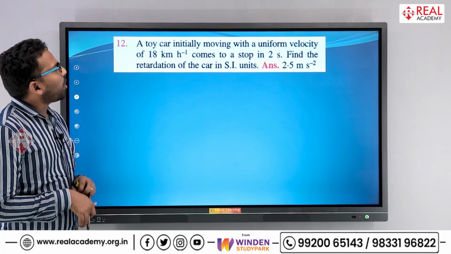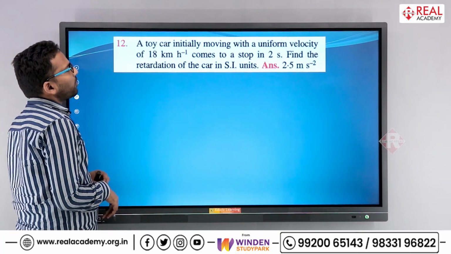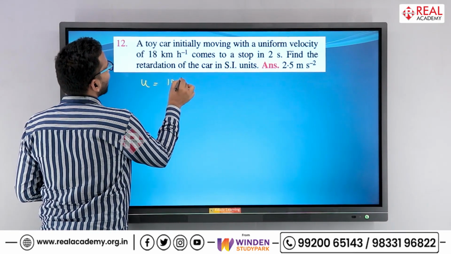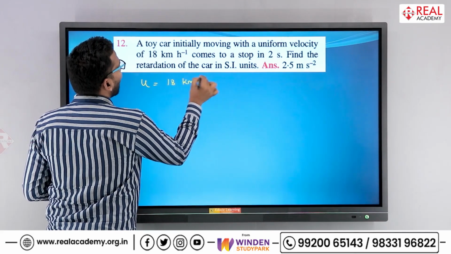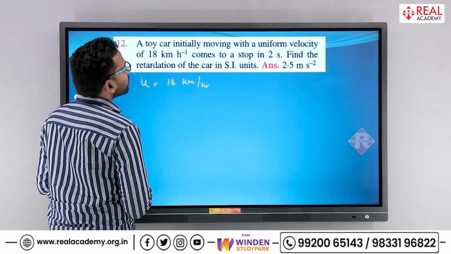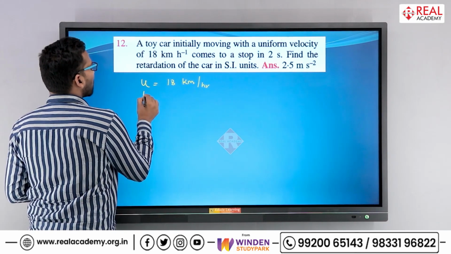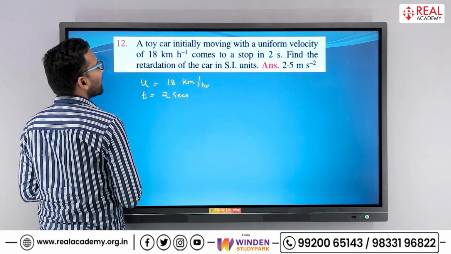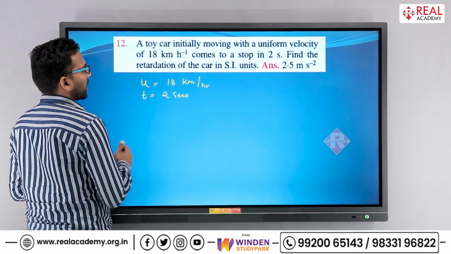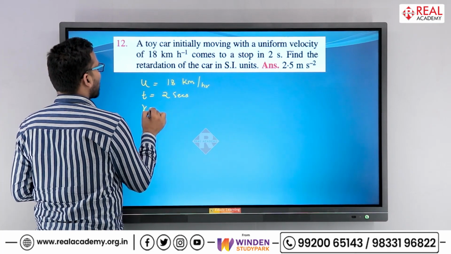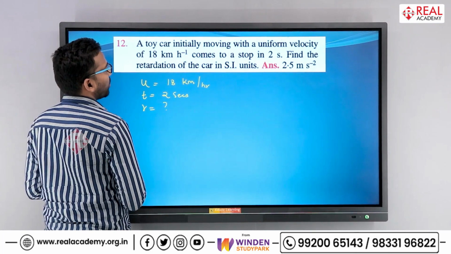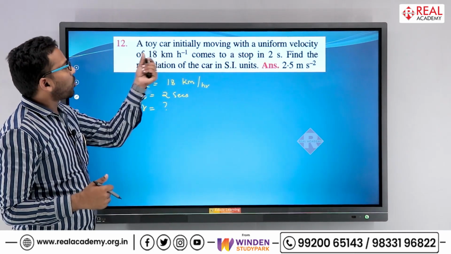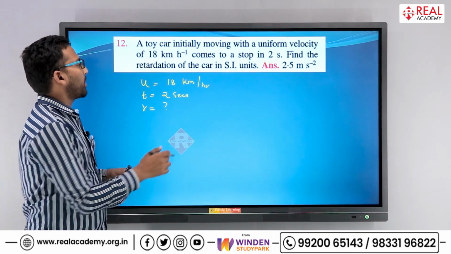Next question. The answer is minus 10 meter per second square. A toy car initially moving with a uniform velocity, that means they have mentioned the initial velocity as 18 kilometer per hour, comes to a stop in 2 seconds. Find the retardation of the car in SI unit. Comes to a stop in 2 seconds. That means after 2 seconds, a toy train is moving with a uniform velocity of 18 km per hour.